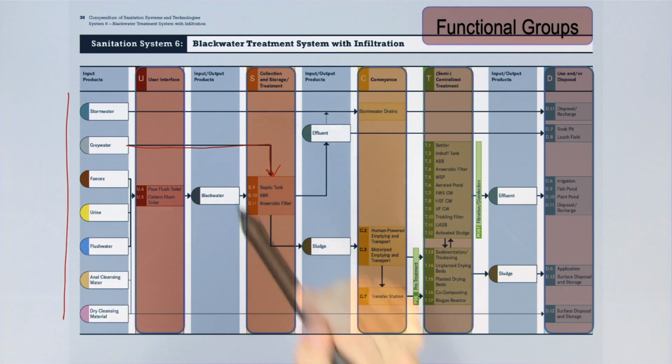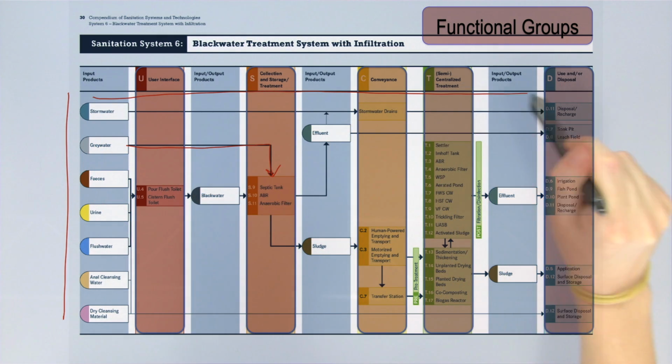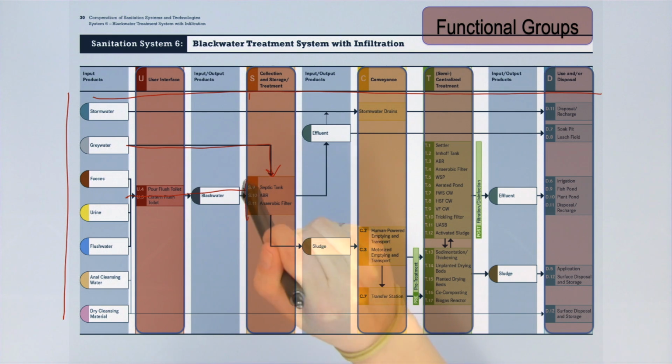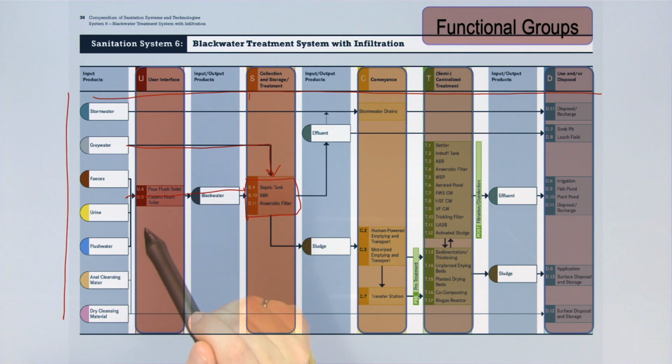The functional groups are the columns, and where the functional groups intersect with the product paths, for example, here, the technology options are listed in the technology boxes. You will notice that there is not a technology box for every functional group. Not every product requires a technology from every functional group. Gray water, for example, does not enter the system through the user interface. Remember, it comes in from another water source in the house, but not the toilet.